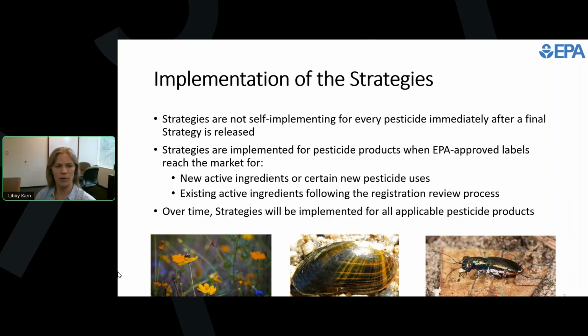EPA has entered into a memorandum of understanding with the Fish and Wildlife Service that mitigation implemented through the strategies will be used to streamline the process for consultation between EPA and FWS.